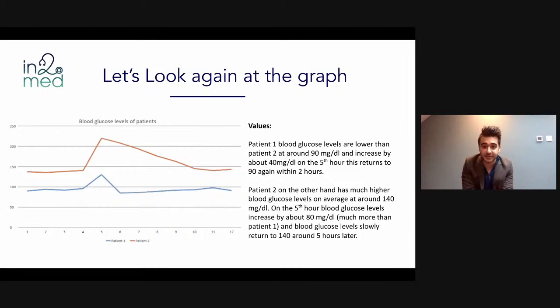Okay, so patient 1 is the blue line, around 90. The increase is 40 on the 5th hour, so to a peak of 130, before it returns to 90 again within 2 hours.